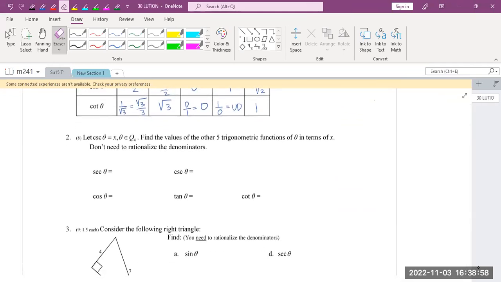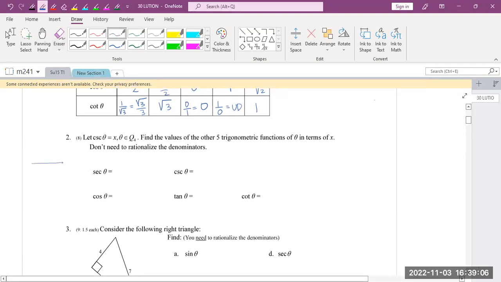Let cosecant theta equal x, and theta is in quadrant 4. Oh, hold on. Cosecant theta is equal to x, but cosecant is the reciprocal of sine, right? So cosecant theta equals x, so sine theta is 1 over x. Okay, sine theta is 1 over x. Let's draw an angle in quadrant 4. This is theta. It's 1 over x.